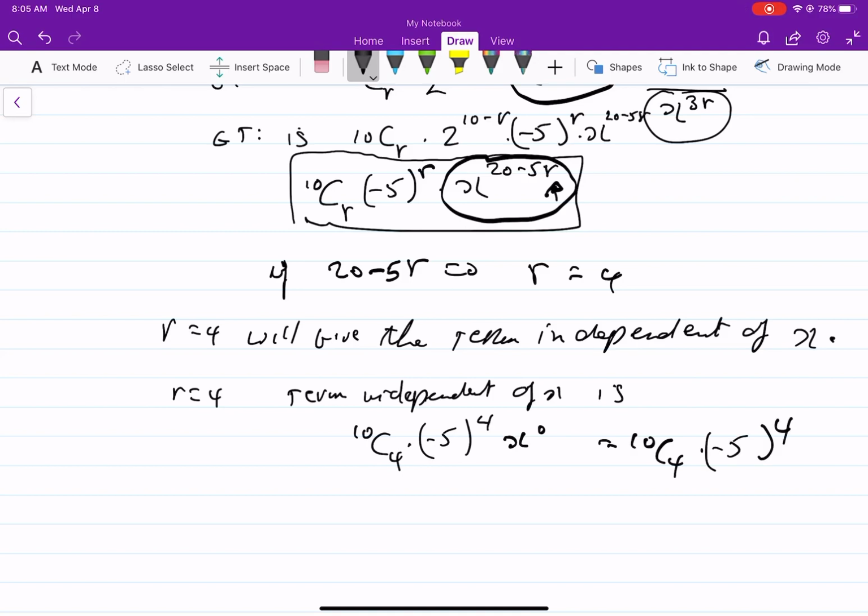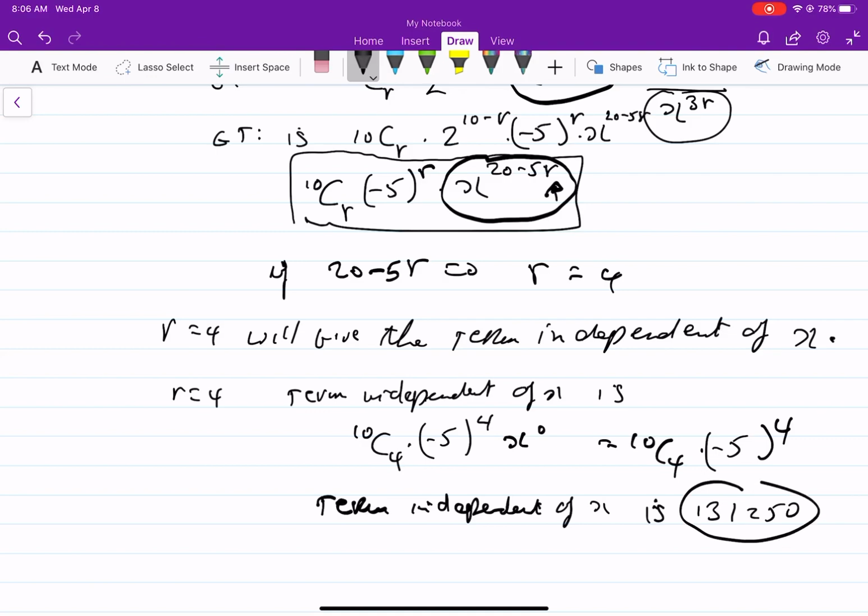Let me see what that is. 10C4 is 210, and (−5) to the 4 is 625. 210 times 625 should give us the term independent of x, which is 131,250. That's a pretty decent way to get that.